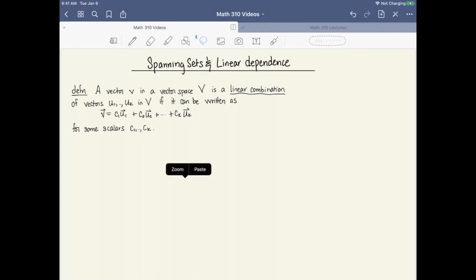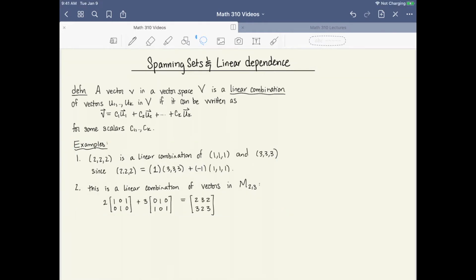So for easy examples, (2, 2, 2) is a linear combination of (1, 1, 1) and (3, 3, 3) in the usual way. You can also write down examples of linear combinations of vectors in M2,3. M2,3, remember, is the vector space of 2 by 3 matrices. The matrix [1, 0, 1; 0, 1, 0] and the matrix [0, 1, 0; 1, 0, 1] can be added together and scalar multiplied with 2 and 3 in order to produce [2, 3, 2; 3, 2, 3]. So this matrix is a linear combination of the other two.